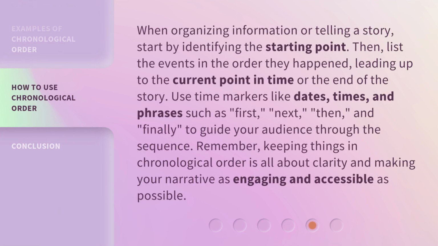When organizing information or telling a story, start by identifying the starting point. Then, list the events in the order they happened, leading up to the current point in time or the end of the story. Use time markers like dates, times, and phrases such as first, next, then, and finally, to guide your audience through the sequence. Remember, keeping things in chronological order is all about clarity and making your narrative as engaging and accessible as possible.